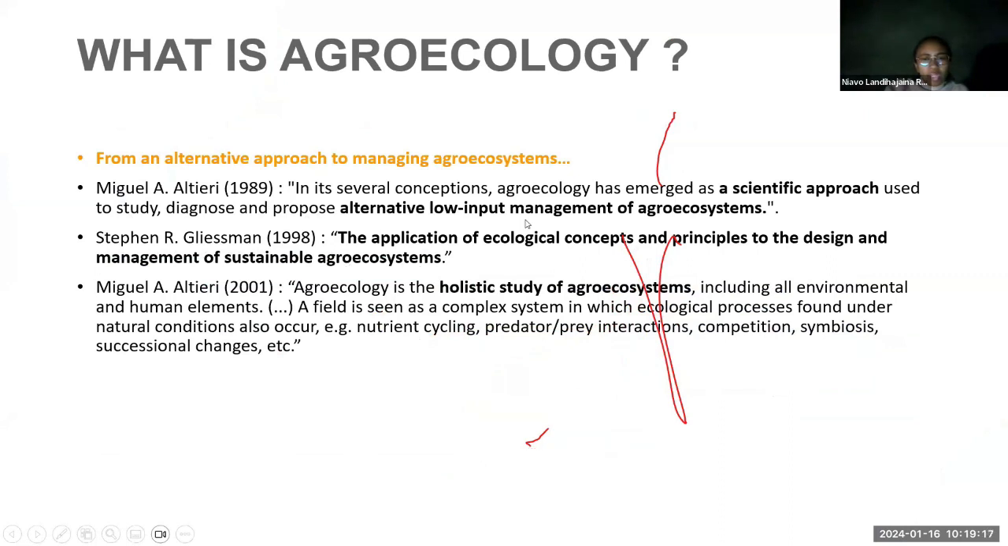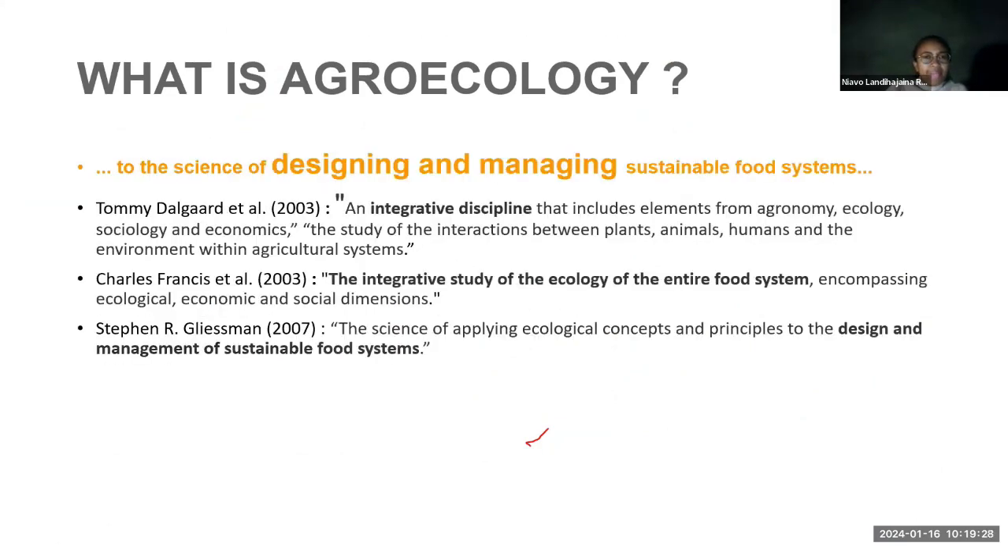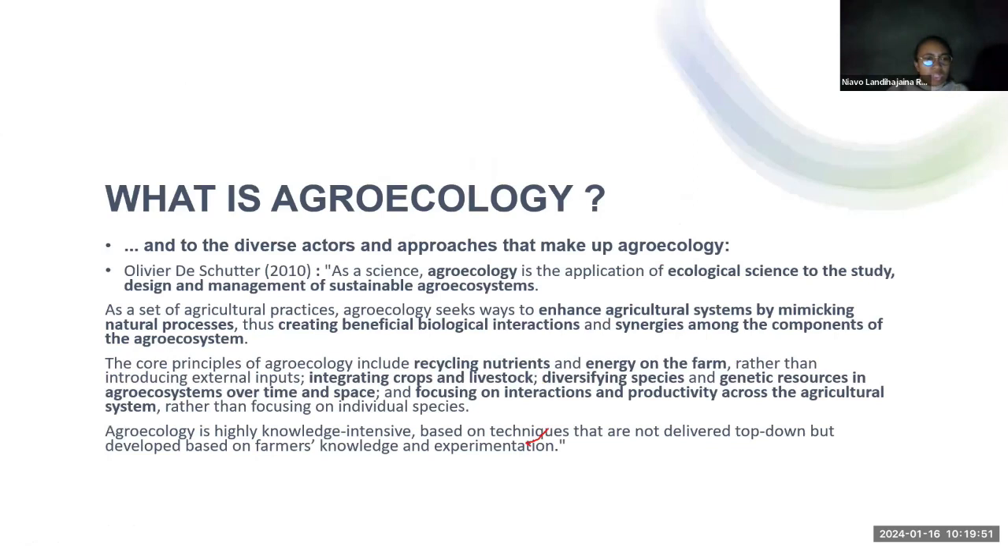the application of agroecological concepts and principles to the design and management of sustainable ecosystems. And we see the science of designing and managing sustainable food systems. The main definition for Gliessman is applying ecological concepts and principles to the design and management of sustainable food systems. But what is the main definition?